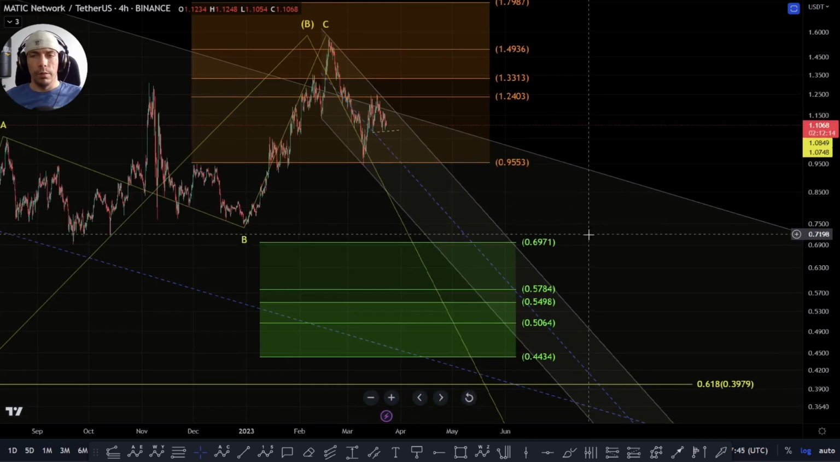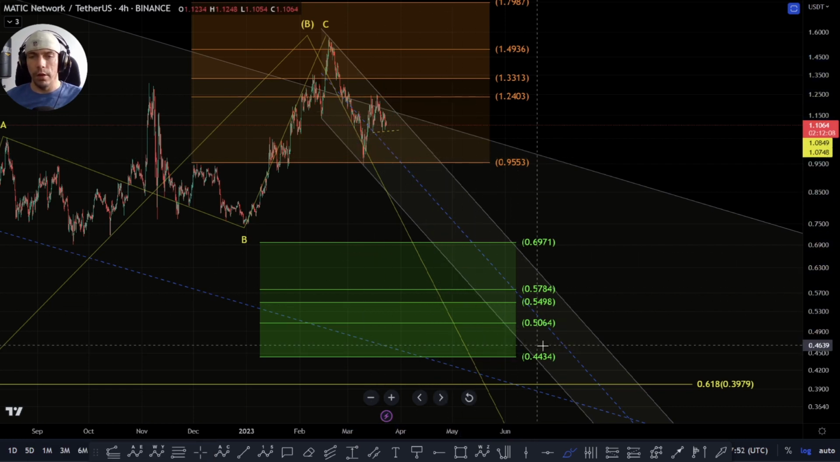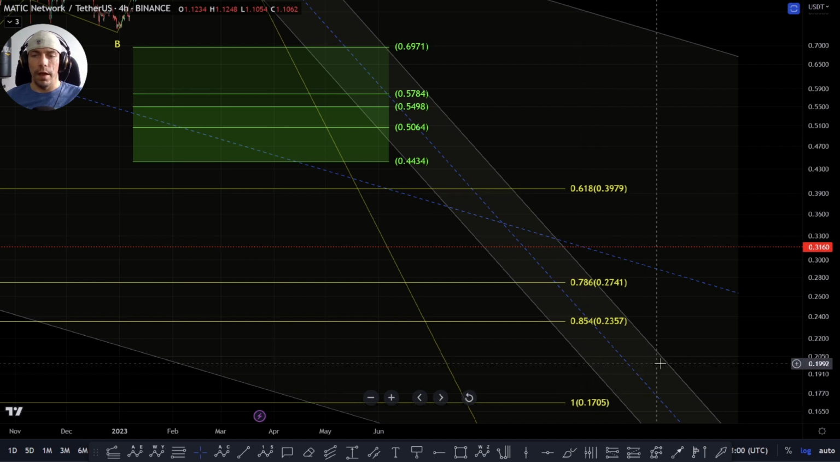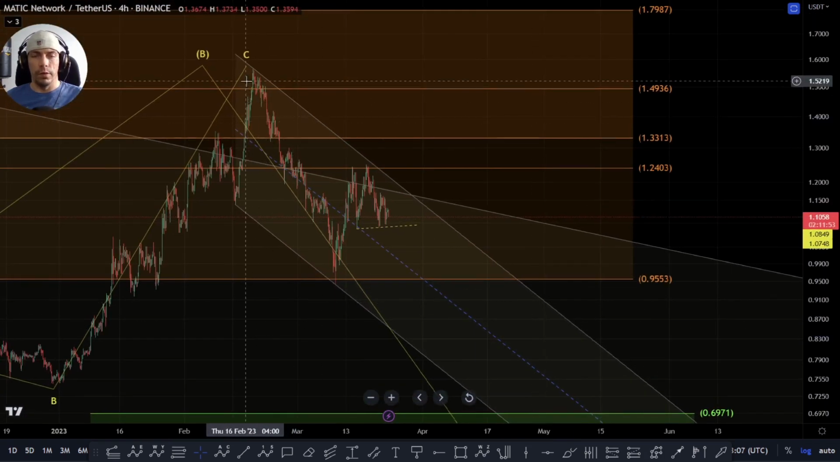There we go. Looking for this potential of a C wave to the downside, where this becomes a 1, 2, 3, 4, and 5, which we could look to actually find support again within this box. Alternatively, if we do look to push down lower, 618 might be an interesting area at 0.379, and then that 1-to-1 would actually bring us down towards that 17 cent.